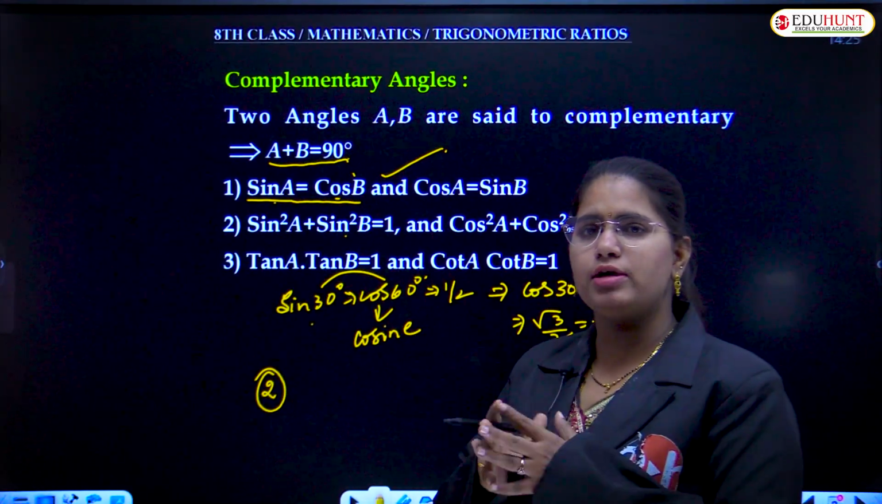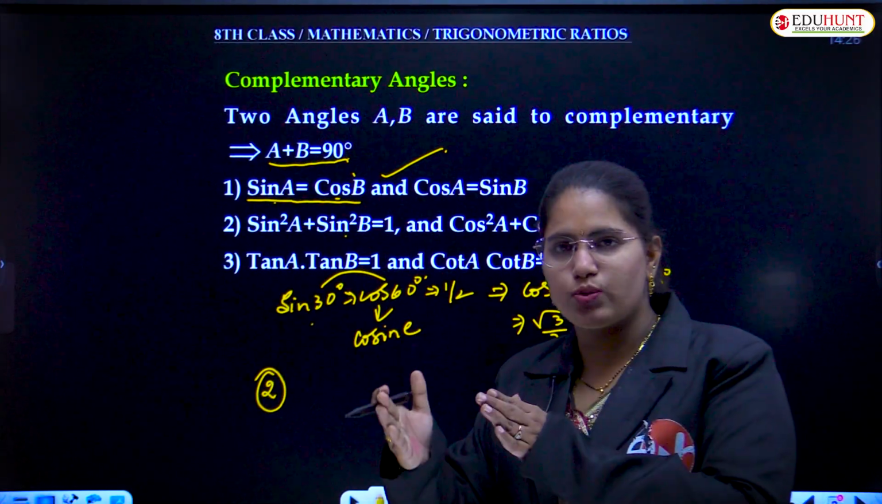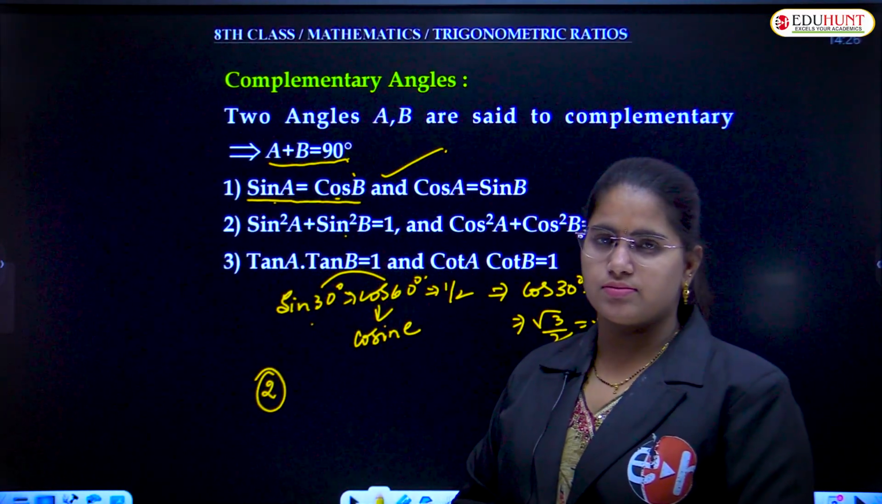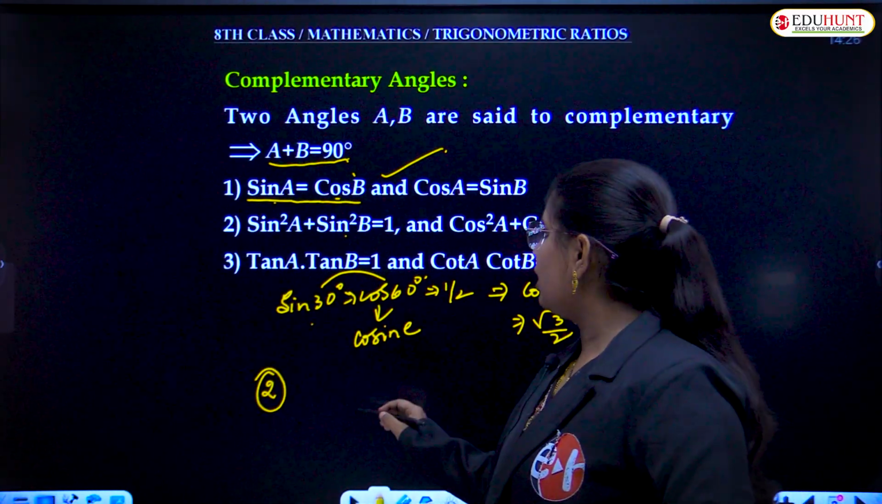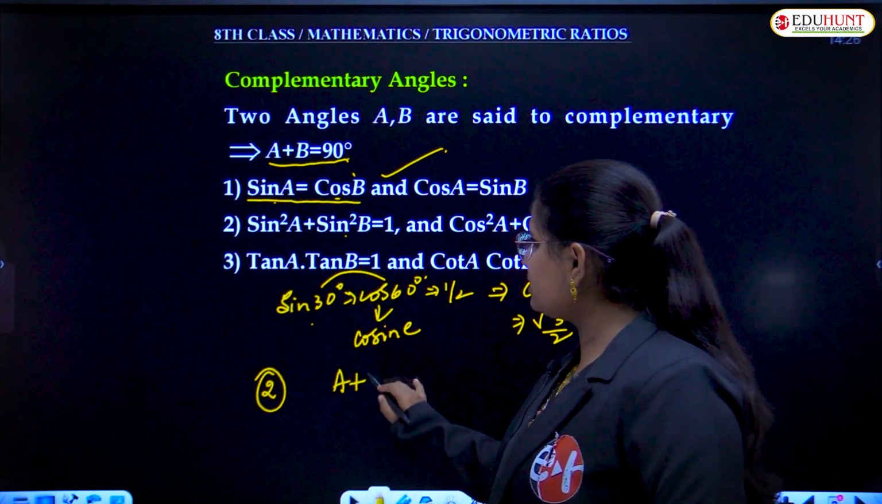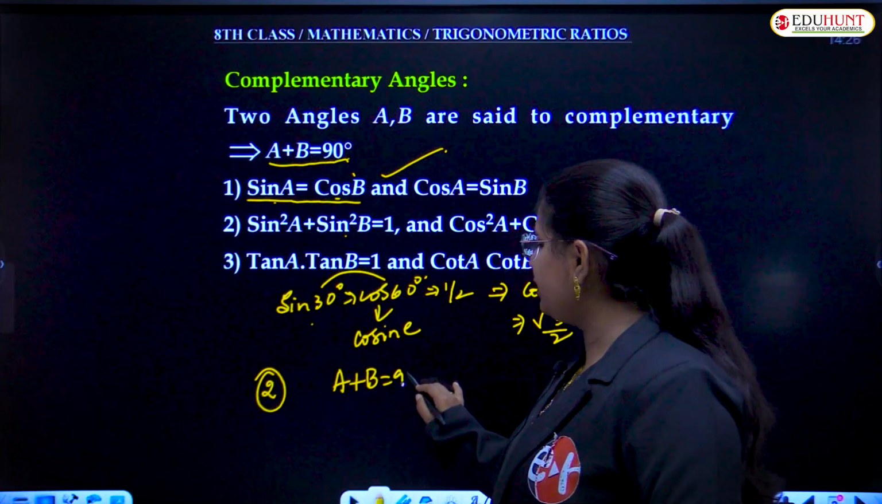What is my next point? sin square A plus sin square B is equal to 1. Let's prove this. I told you, A plus B is equal to 90 degree.